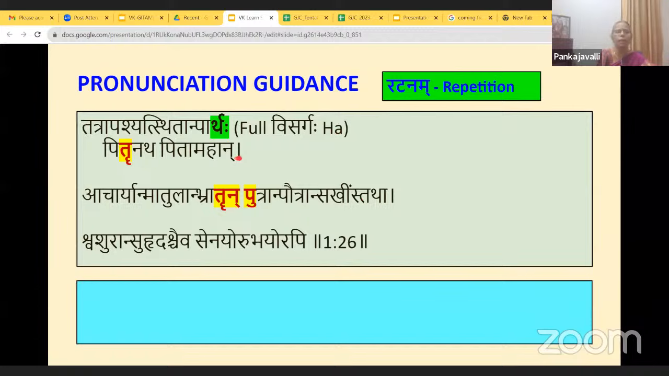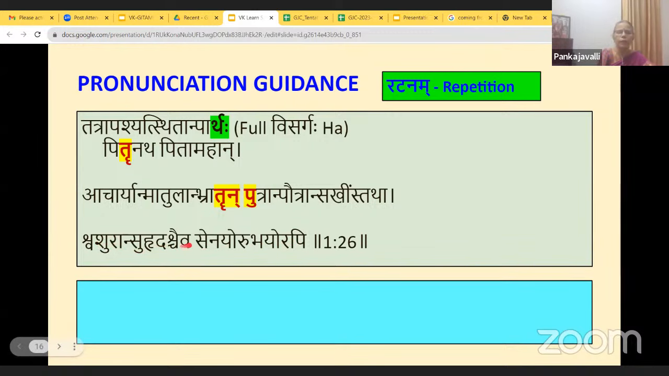Pitrunatha pitamahan. Pitrunatha. You don't stop here. Pitrunatha, one word. Acharyan matulan bratrun, putran pautran sakhin tatha, swasuran suhrudashchaiva, senayorubhayorapi. This is how Gita is going to be.